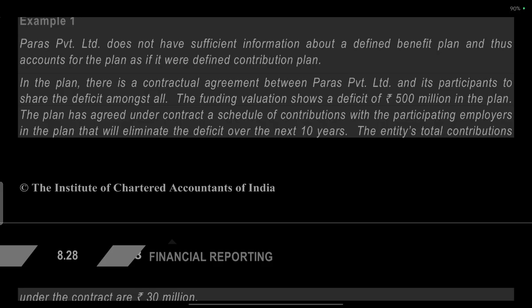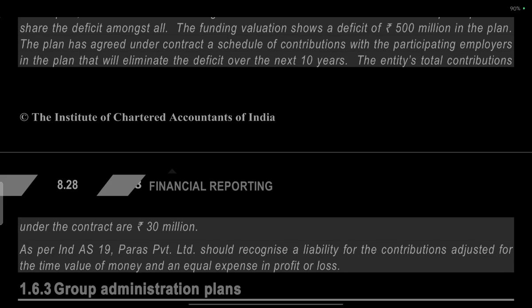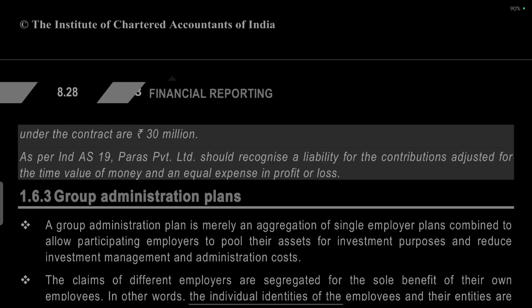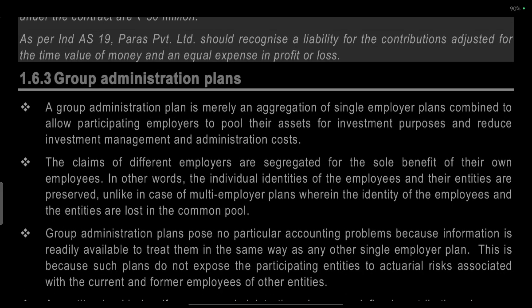The plan has agreed under the contract a schedule of contributions with the participating employers that will eliminate the deficit. Over the next 10 years, the entity's total contribution was 30 million. As per Ind AS, the entity should recognize a liability for the contribution, adjusted for the time value of money, and an equal expense.